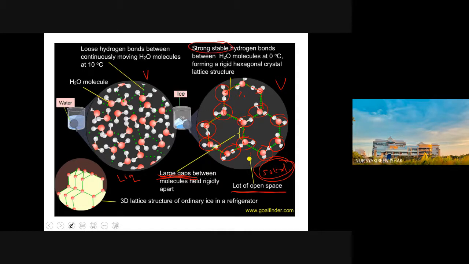Strong stable hydrogen bonds between water molecules at 0 degrees Celsius form a rigid hexagonal crystal lattice structure. As for liquid state, loose hydrogen bonds between continuously moving water molecules at 10 degrees Celsius. So 10 degrees Celsius, obviously the temperature is higher compared to 0 degrees. So the water molecules will have more energy to move around, and the energy will be used to break and form hydrogen bonds between the water molecules in liquid state.